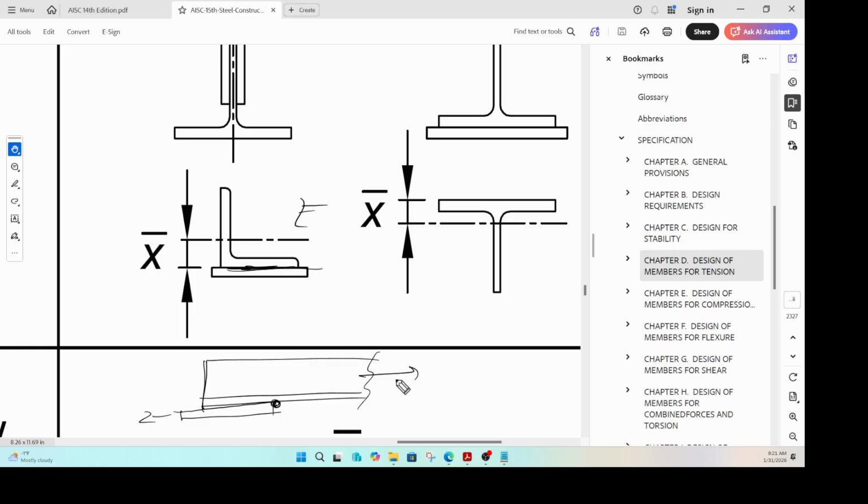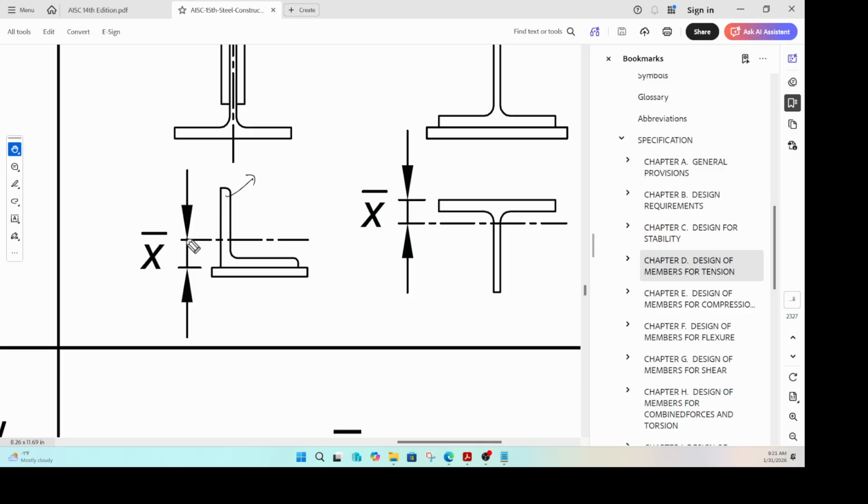because you have to reduce the A net by that particular factor U, and that factor U is a function of your x bar and something called L. We are only talking about x bar. We'll talk about what L is, but that is how you calculate x bar, and these should be available in the member property tables.